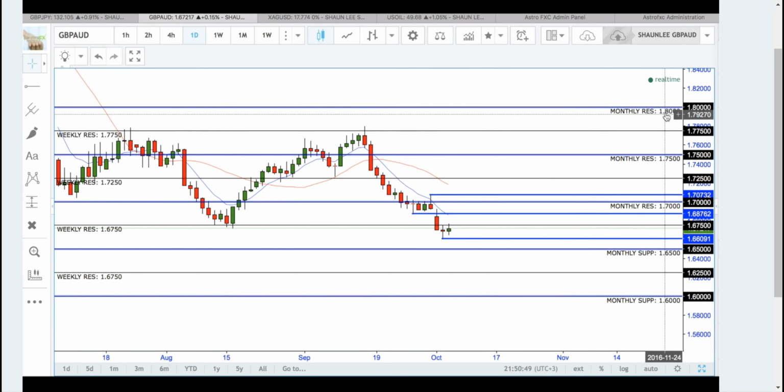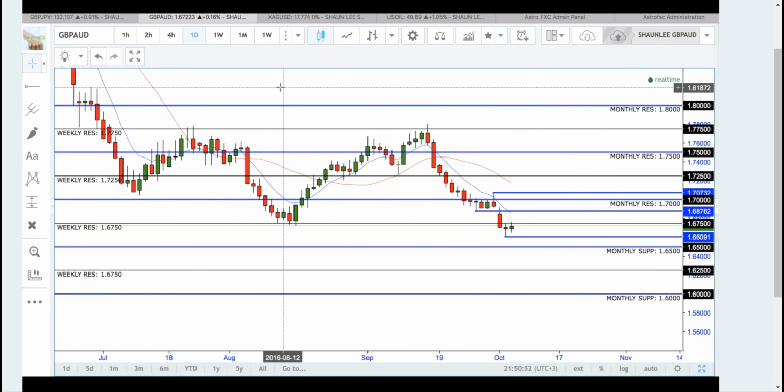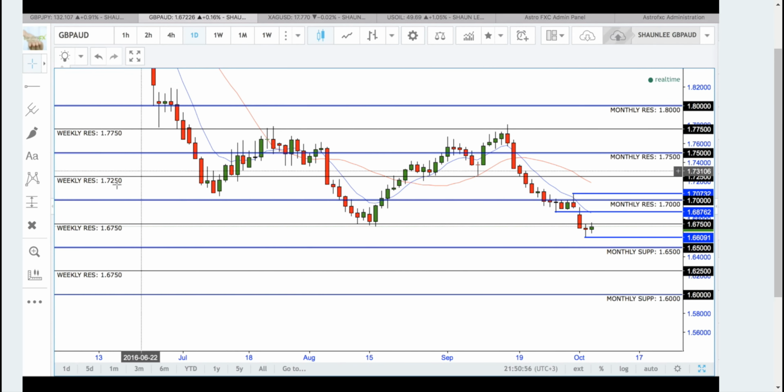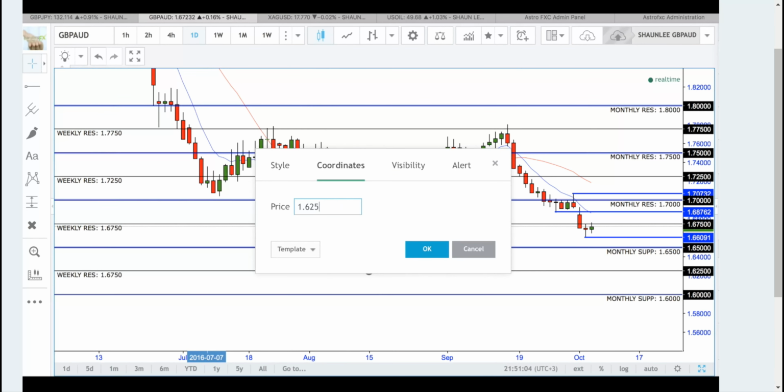Weeklies, 1.7750, again 250 pips, 1.7250, 1.6750, and then this one I haven't actually labeled. Whoops.